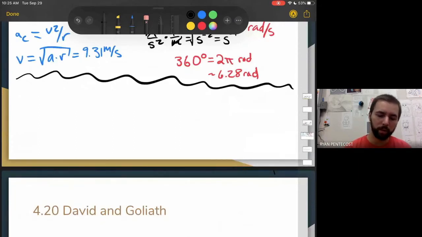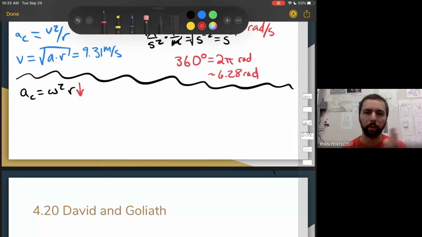So let's look at this. If we have AC equals omega squared r, but that radius drops in a multiplication relationship, that should just directly change the other side as long as omega is constant, right? So let's think about that.